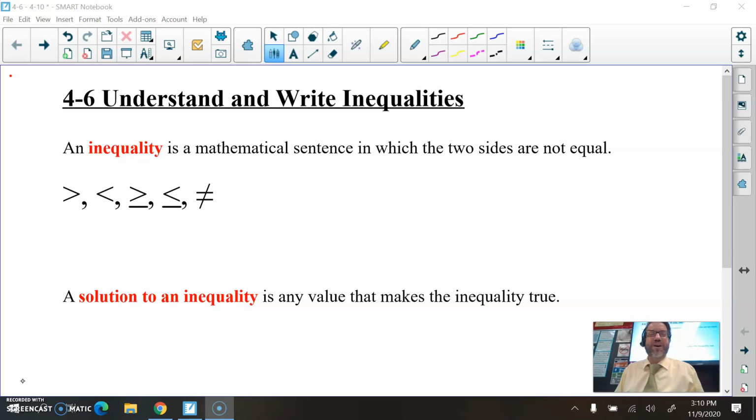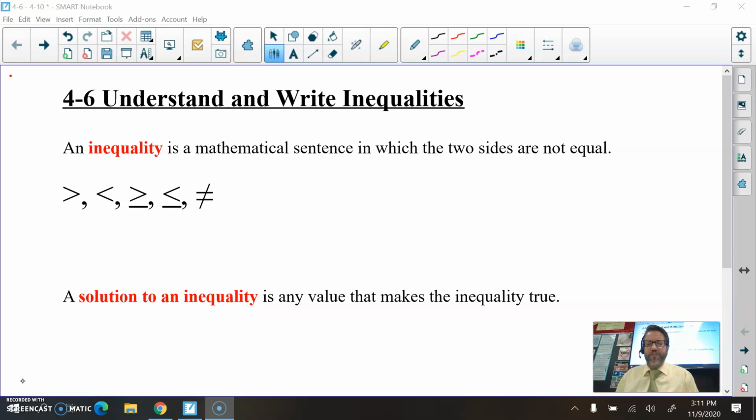All right, today we are moving into section 6 of topic 4, understanding and writing inequalities. Last week you were working quite a bit with equations, and in equations remember the discussion about the pan scale and how things have to balance on both sides. Whatever you have on one side, you have to have the same thing on the other side to keep it in balance, just like one of those pan scales you see in science class.